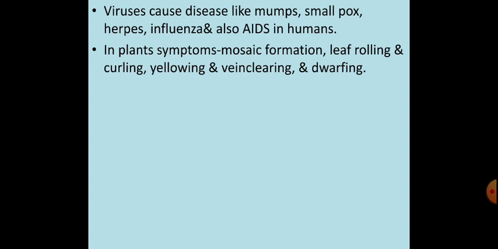Okay, in plants the symptoms are mosaic formation. Lesions are present on the leaves, mosaic formation, dark lesions. And leaf rolling, the leaf rolls round, that is, it curls. Leaf curling, rolling round. Yellowing, the leaf turns yellow, young leaves become yellow in color.